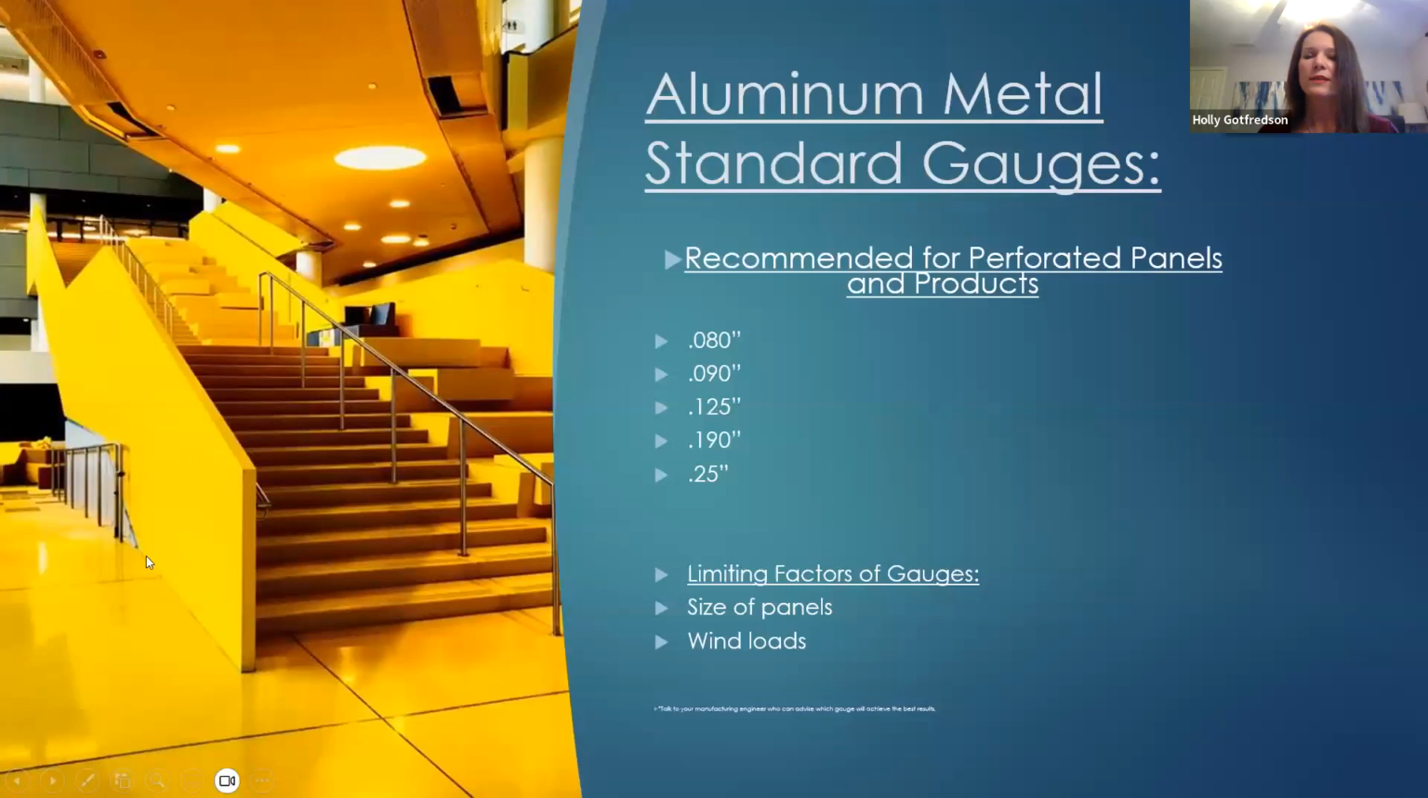So the aluminum metal standard sheet gauges are 0.080, 0.090, 0.125, 0.190, and 1/4 inch. And typically we see, for the most part, it's going to be 0.080, 0.090, and 0.125. Those are the ones that we see most often. When you get up into 1/4 inch, a flanged edge condition is not going to happen because that metal is super thick. So that's going to be a sheared edge condition in all instances. And definitely thinking about the limiting factors of gauges is going to be the size of the panels and the wind loads.